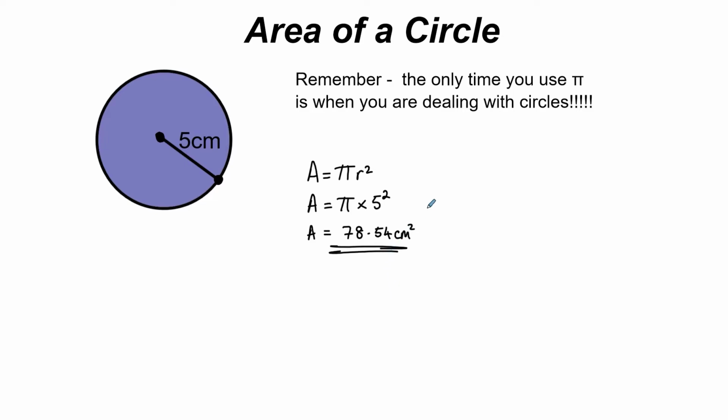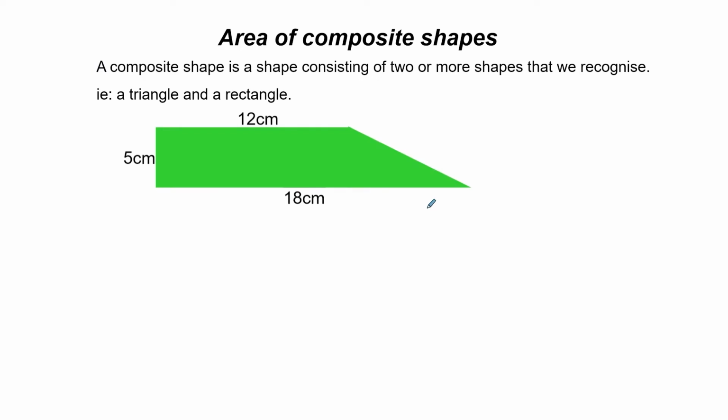Now we can do loads of different things with these basic area shapes. We're going to look at a few, but the possibilities are endless. So let's have a look at some composite shapes. A composite shape is where you join two or more shapes together to form another shape. And you see them all the time in real life, because everything's not made up of basic rectangles and triangles. They're made up of more complicated shapes.